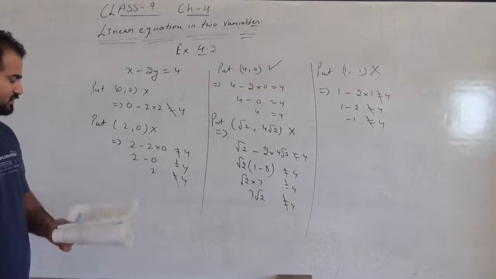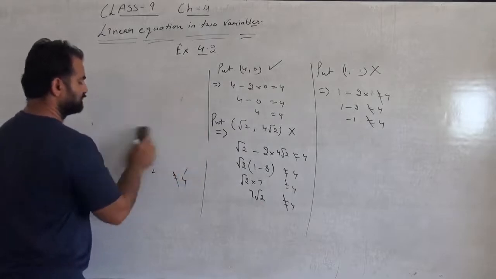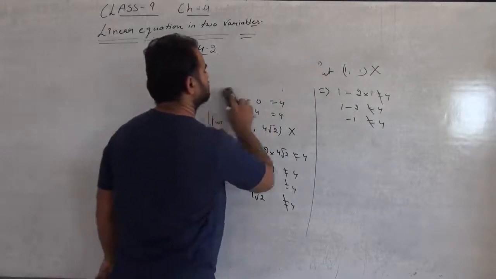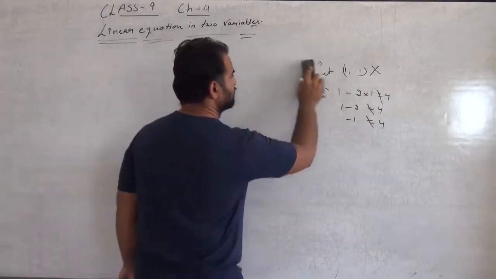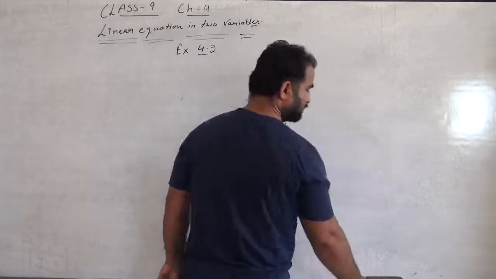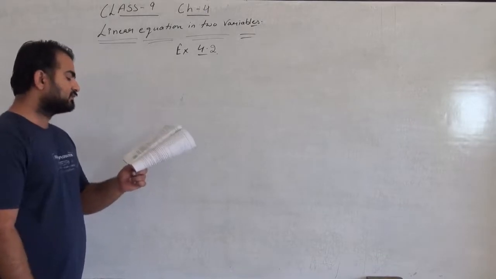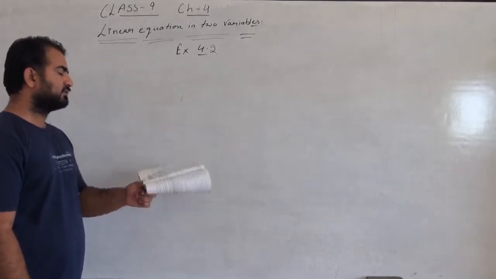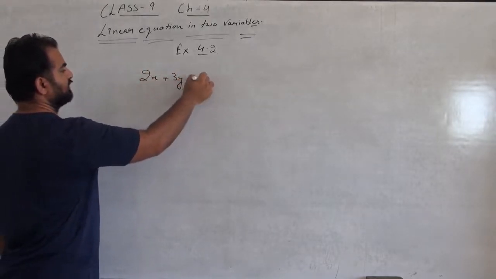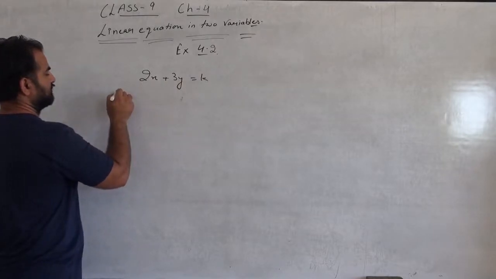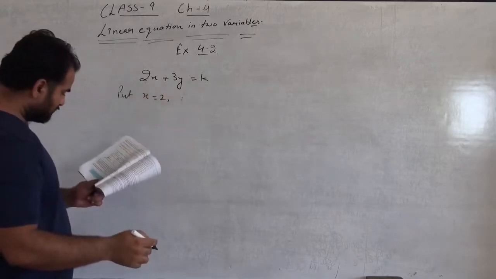Okay, class. Next is question number 4. Find the value of k if x equals to 2 and y equals to 1, in 2x plus 3y equals to k. Okay. Put x equals to 2 and y equals to 1.